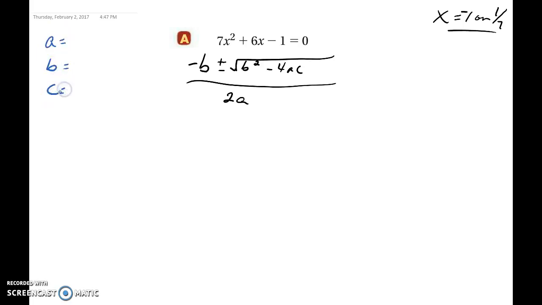So the first thing we need to do is identify our a, our b, and our c. So remember, our a is always the number that's being multiplied to our x squared, so in this case it's 7. Our b is always the number being multiplied to our x, so it's 6. And our c is the constant, so it's negative 1.